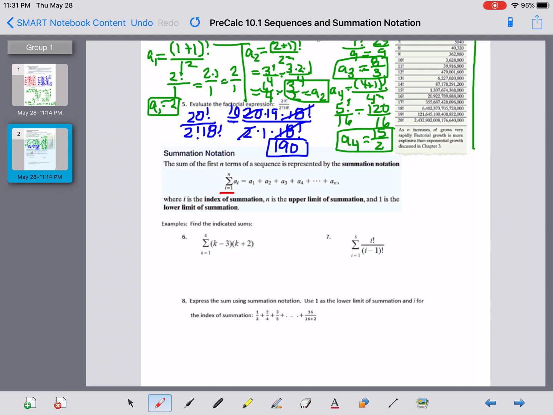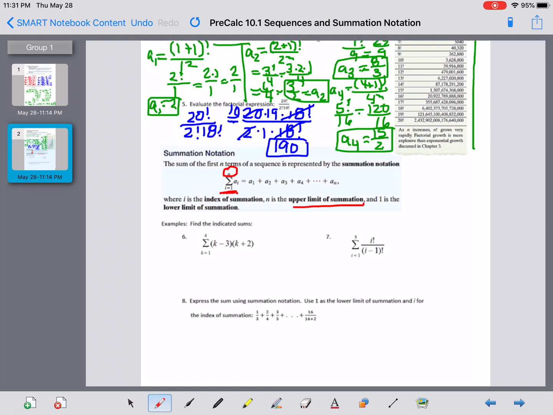The index is down here on the bottom. The index of summation basically tells us where we start. What's our starting point for our index? Then on top, you have the upper limit. That means where are we stopping, okay? And in this case, 1 is my lower limit because that's where I started. That's my index where I'm going to start from, and I go from there.